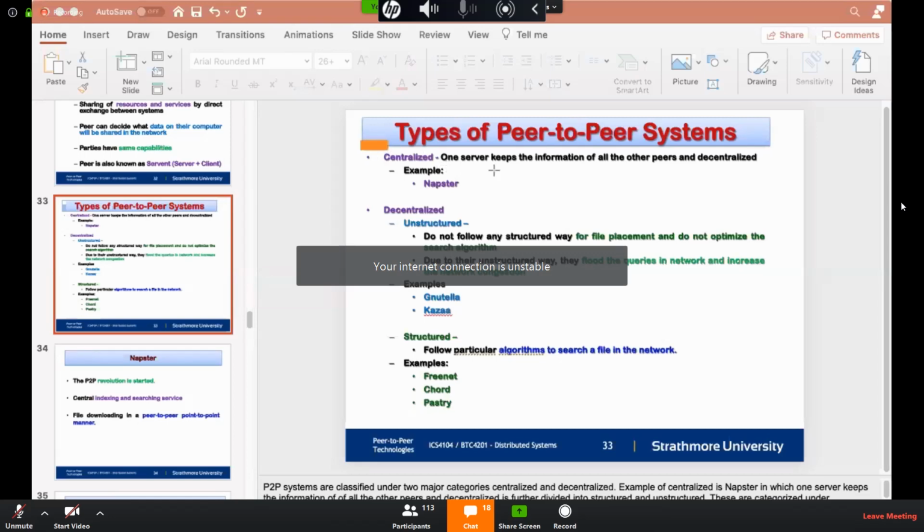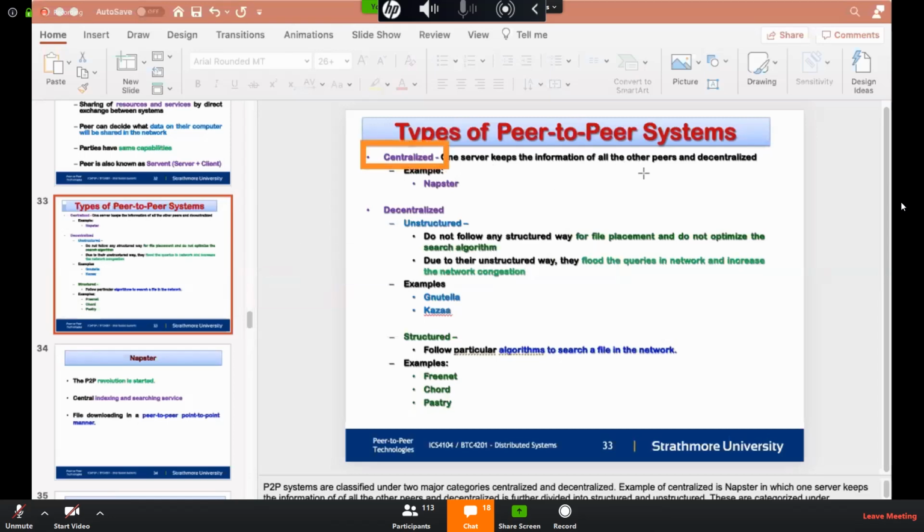So centralized, where we have the information of all peers, and then decentralized. Napster is that example. For decentralized, we have several, of course. In decentralized, we can have them as structured, and then of course we can have them as unstructured, at the top here, unstructured.